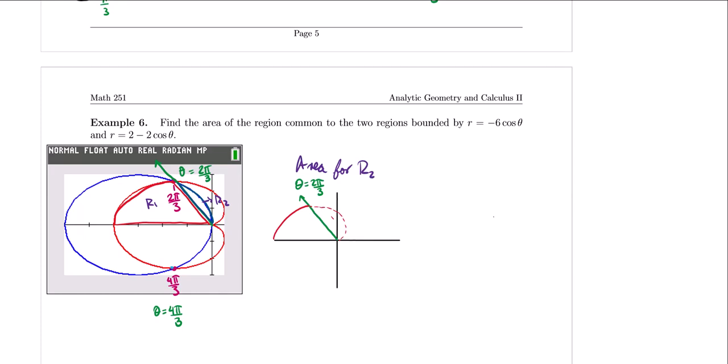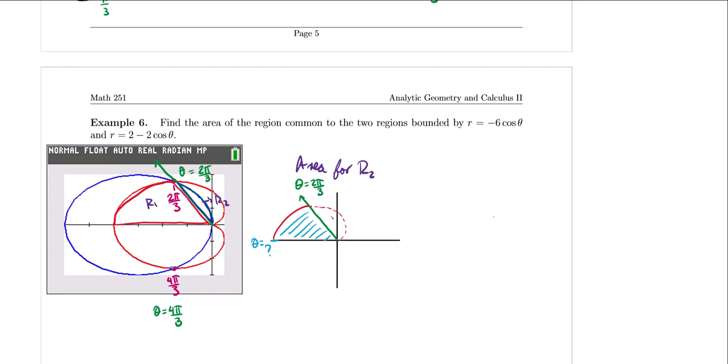It doesn't have to be perfect, but what I do want to know here is what are the angles that I need to go and sweep this area. Now we know that we have one of the angles is 2 pi over 3, but what about this one right here?